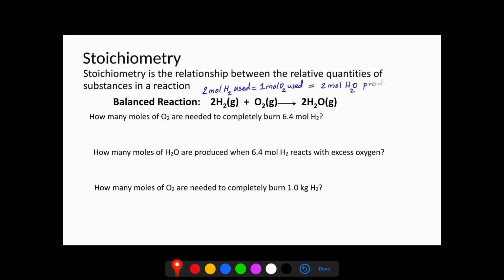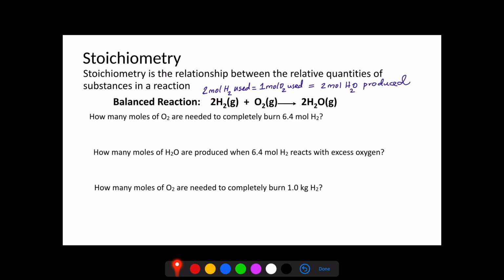So I can write that down. So 2 moles of hydrogen used is also equivalent to 1 mole of oxygen being used, and that's equivalent to 2 moles of water being produced. So if we want to predict, suppose I burn 6.4 moles of hydrogen instead of 2 moles. Suppose I burn 6.4 moles. How do I predict how much oxygen is needed, or how much oxygen is used for any other amounts? You can do this using the 2 to 1 stoichiometric ratio.